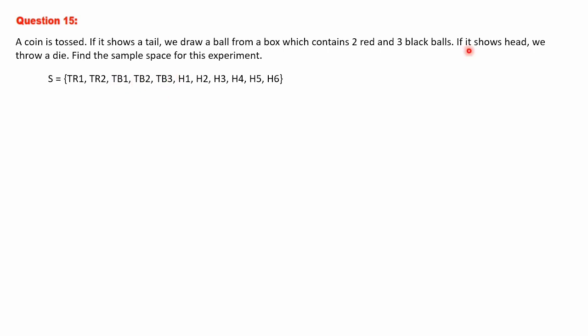Next, if you get a head in the first toss of the coin, you will throw a die. Means you are having 6 options: H1, H2, H3, H4, H5 and H6. H in the sense first time you are getting head when you toss the coin. 1 in the sense you are tossing a die after getting head in the first coin. So H1, H2, H3, H4, H5 and H6 are the possible outcomes.